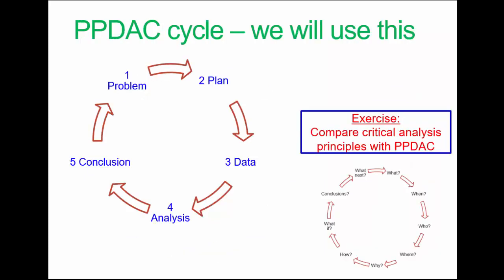This is the PPDAC cycle. We're going to be using this as one of the tools you'll use to analyse the public health campaign you're going to look at. You have a problem, you have a plan. Rather, the people who've done the public health campaign had a specific problem, they developed a plan, they collected data, they did some analysis, they drew some conclusions, and then tried to improve systems by an iterative cycle. PPDAC is widely used. For now, look back perhaps in the previous slides and see how PPDAC maps onto critical analysis and the iterative cycle.